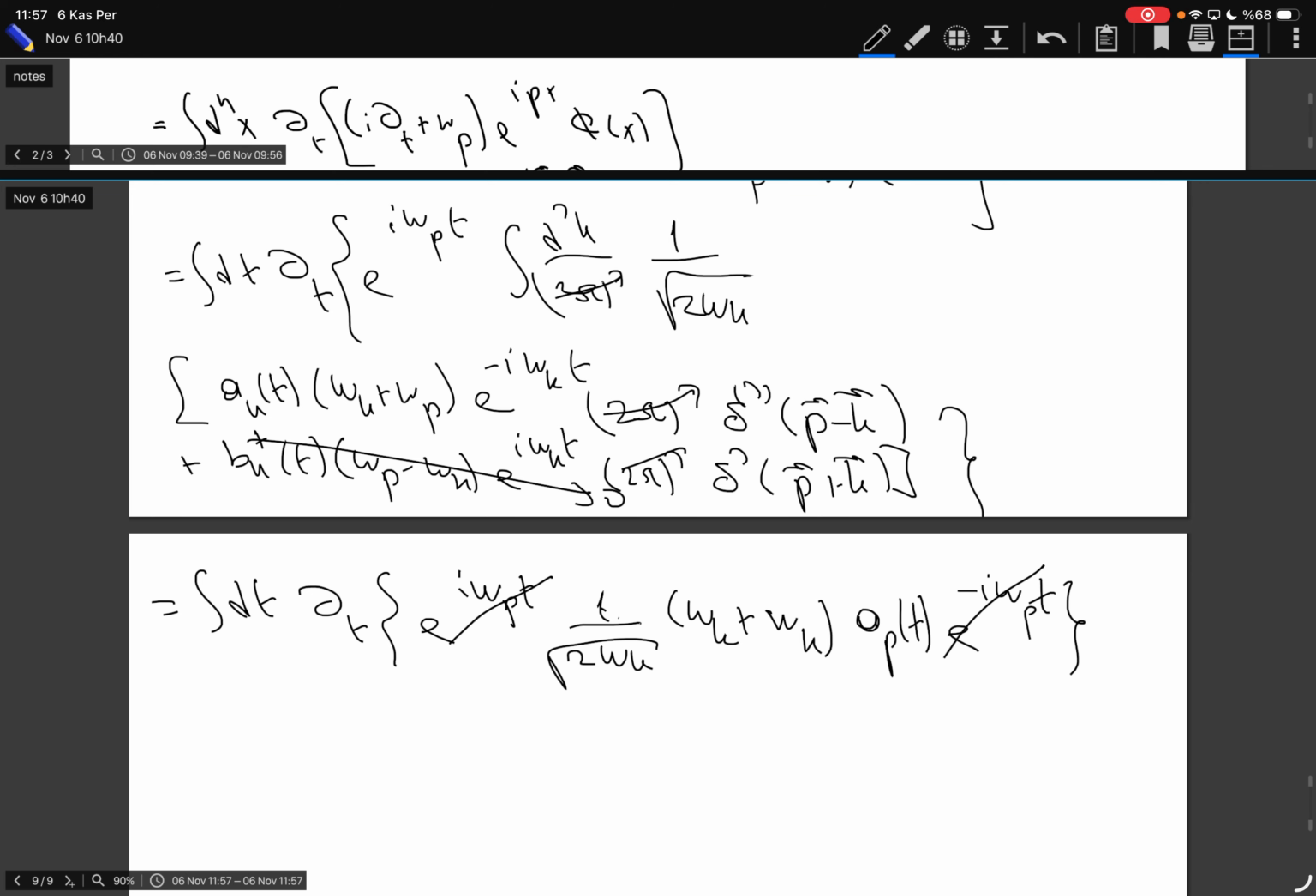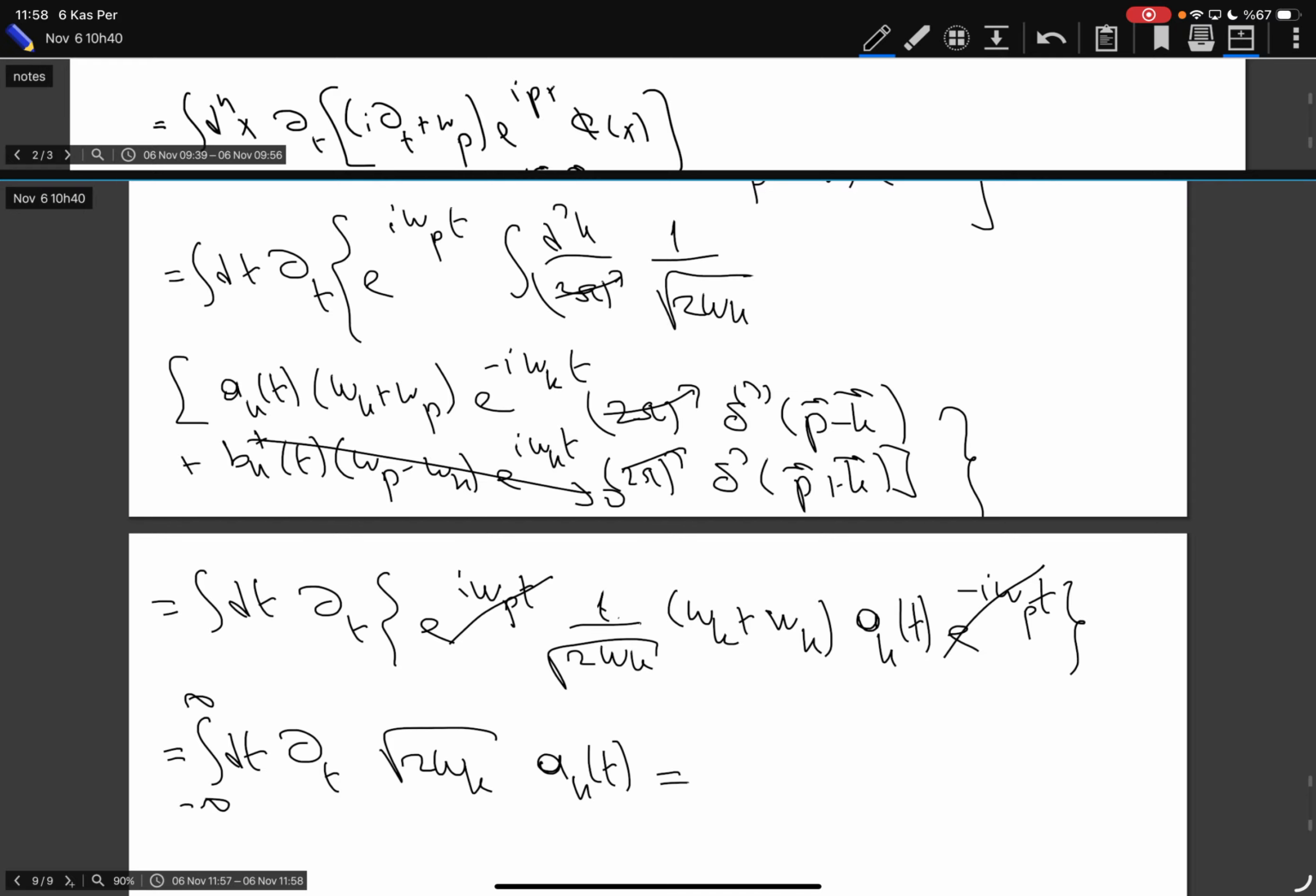Now this is under the square root, and I am left with the integral dt from minus infinity to infinity of the derivative of square root of 2 omega K, a_K of t, which gives me square root of 2 omega K, a_K at infinity minus a_K at 0. A_K of minus infinity.